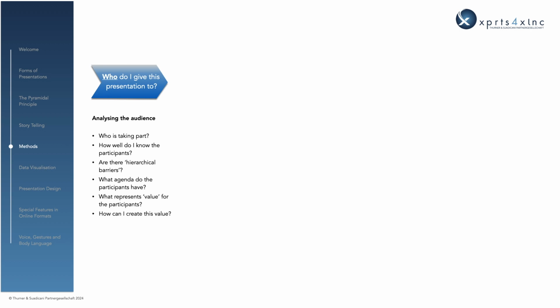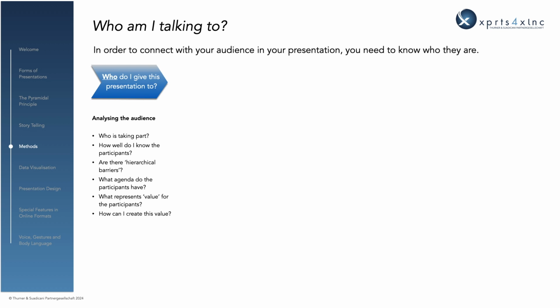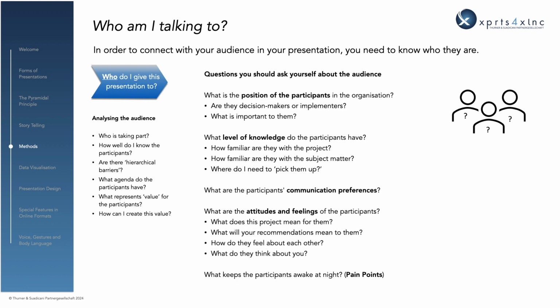The next question would be, who am I talking to? In order to connect with your audience in your presentation, you need to know who they are. Questions you should ask yourself about the audience. What is the position of the participants in the organization? Are they decision makers or implementers? What is important to them? What level of knowledge do the participants have? How familiar are they with the project? How familiar are they with the subject matter? Where do I need to pick them up?